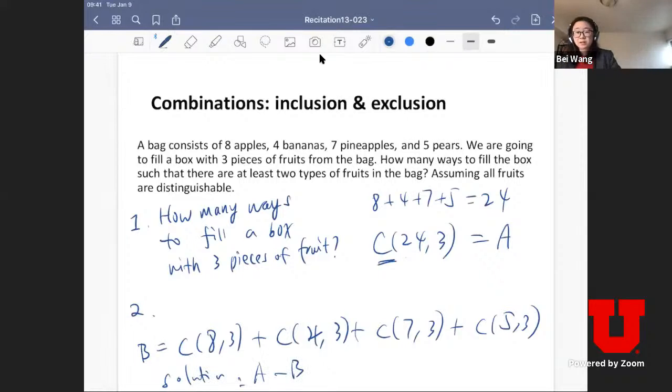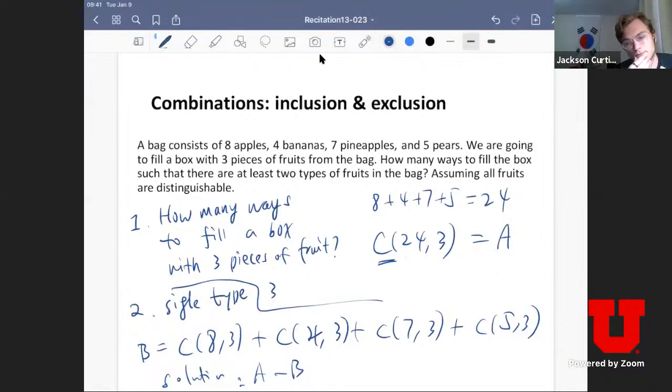Why? It's because I'm looking at all the ways to fill the box with 3 pieces of fruit. But then I'm going to subtract only the situation where there's only a single type, because those are the things that don't satisfy the condition, right? I count all the possible solutions minus the ones that don't satisfy the constraint of the problem. So the second step is basically computing the 3 pieces of the single type.